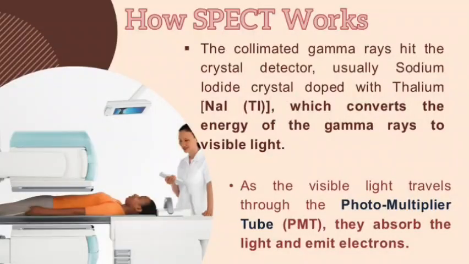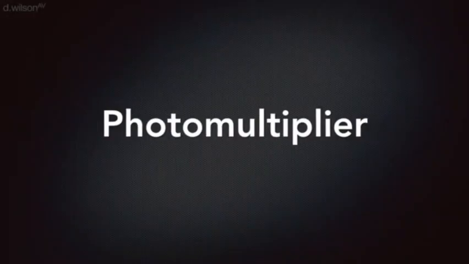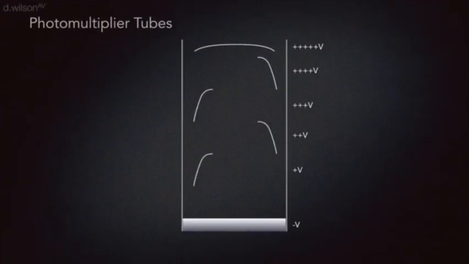For those who are curious, this is how SPECT works. The collimated gamma rays hit the crystal detector, usually a sodium iodide crystal doped with thallium, which converts the energy of the gamma rays to visible light. As the visible light travels through the photomultiplier tube or PMT, they absorb the light and emit electrons. The electrons emitted are used for image formation.